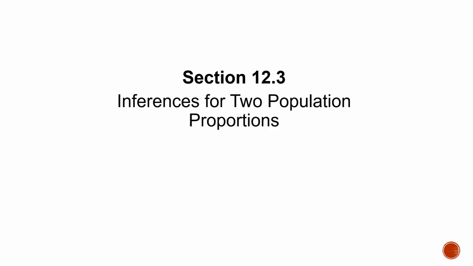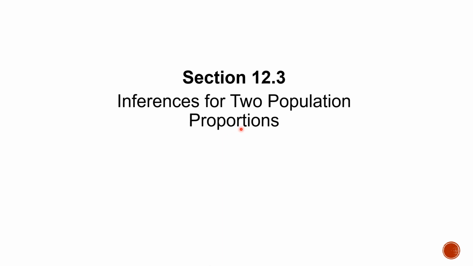Now this is the third and final section in chapter 12 on the study of proportions, but this one is on two population proportions. Just like in chapter 10 we talked about the study of two population means, we are now going to study two population proportions.